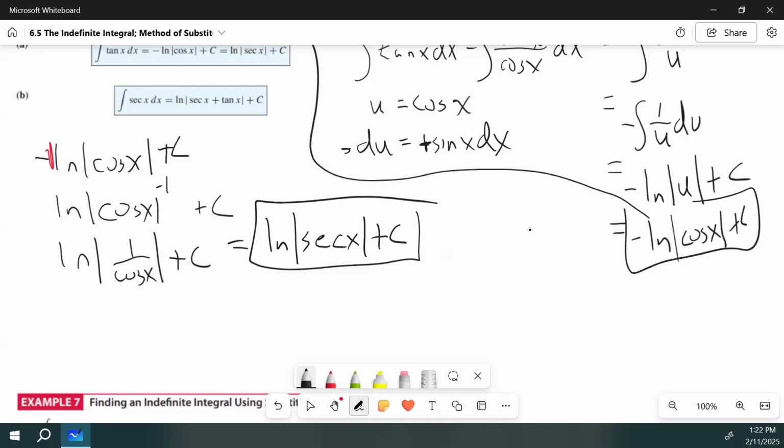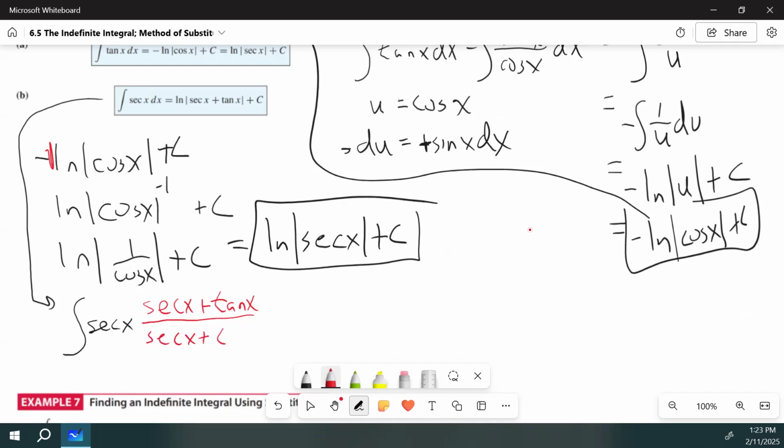Now we've got to prove this last one here, secant x. This one's not as straightforward, but if we multiply the numerator and denominator of secant by secant x plus tangent x over itself. All right. Now you might be thinking, how on earth did you know to do that? And are we supposed to know to do this? No, just showing you how it's done, right? I didn't figure this out. I just saw it in a textbook.